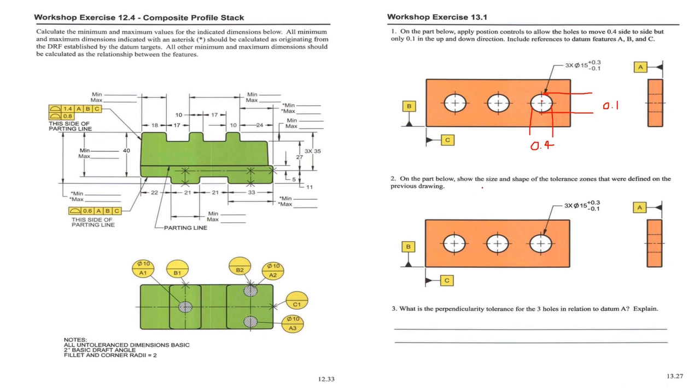On the part below, show the size and shape of the tolerance zone that were defined previously. Okay, the size and the shape of the profile tolerance zone is like this one. This side is 0.4 and this side is 0.1.